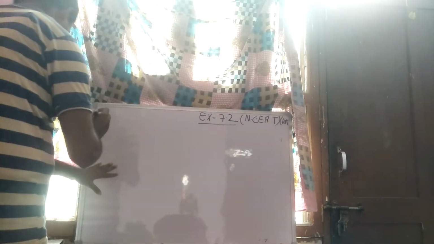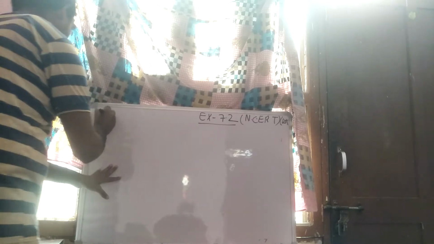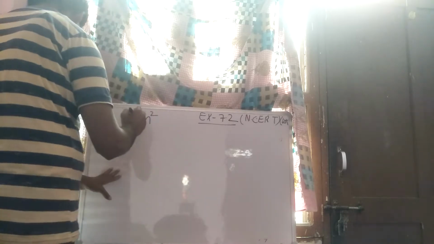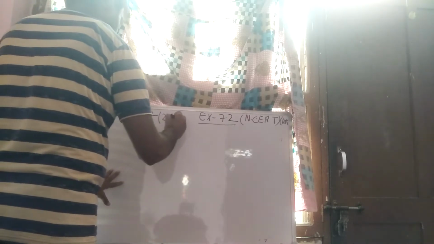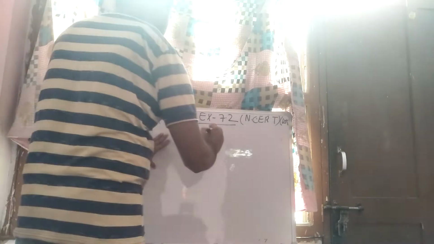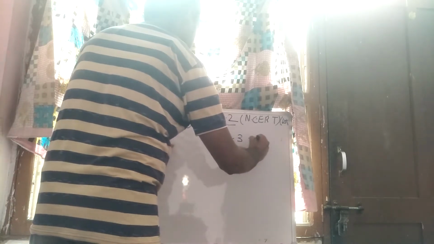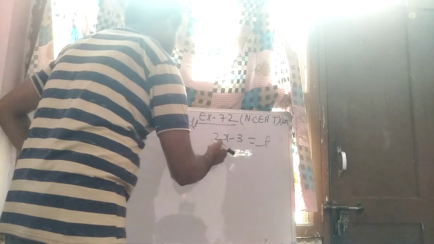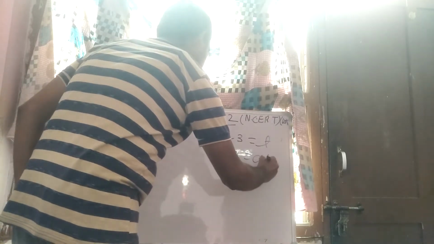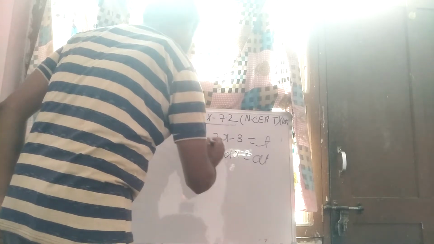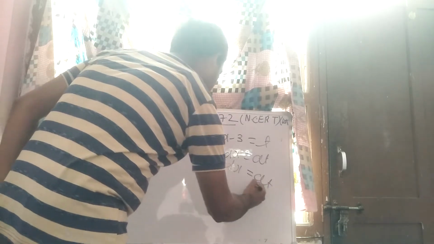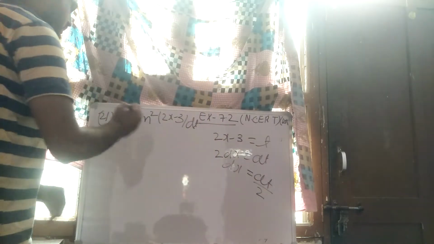Start. This is 21. Question number 21. The question is tan square (2x minus 3) dx. We put 2x minus 3 equal to t, and this is 2 into dx equal to dt, and also dx equal to dt upon 2. Also put dt.